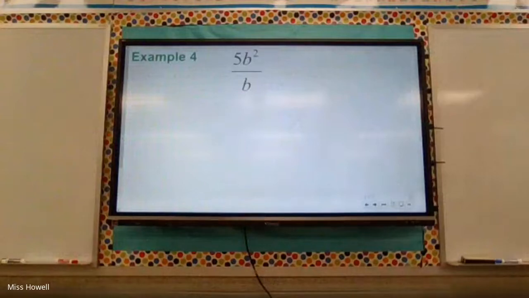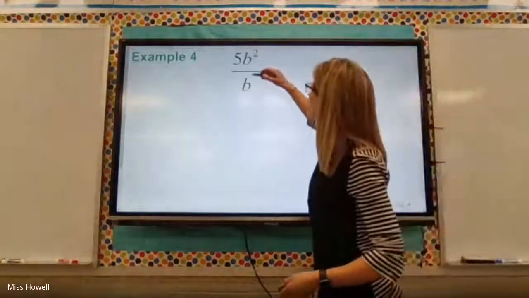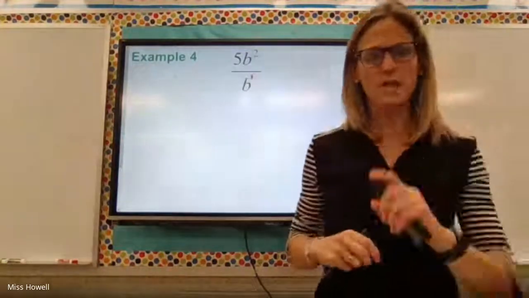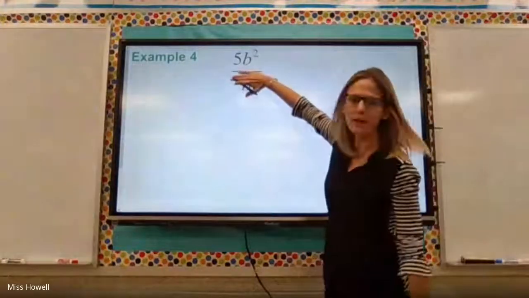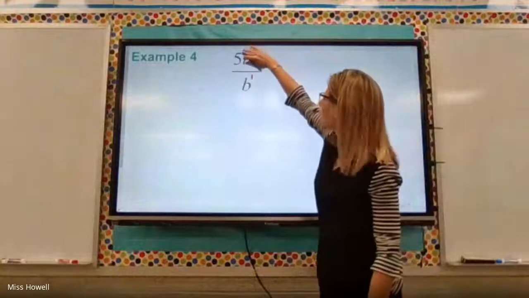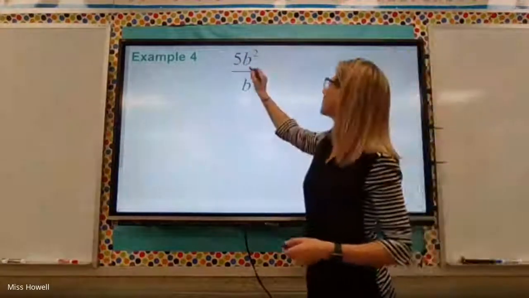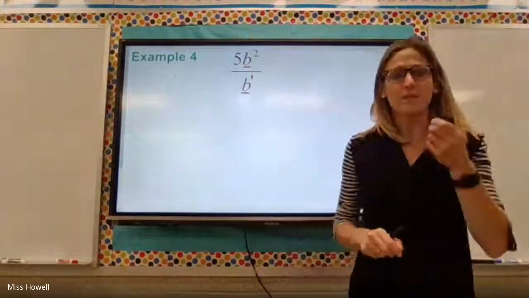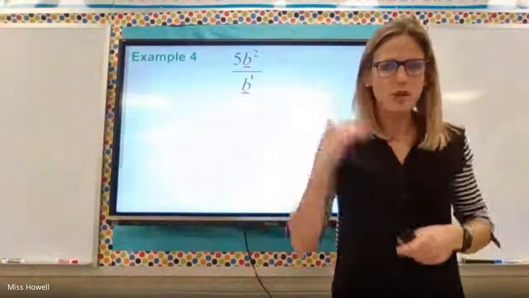All right, example number 4. We have a 5 times b squared over b. Please remember that a b by itself really has a power. The unwritten power there is a 1. It might be helpful to write that in. Now, on the top for this one, we don't have something we can simplify. On the bottom, we don't have something to simplify. So now we're going to go straight to, I have matching bases on the top and the bottom. When that's the case, I have a fraction where my bases match. I'm going to bring it up and do subtract to simplify.